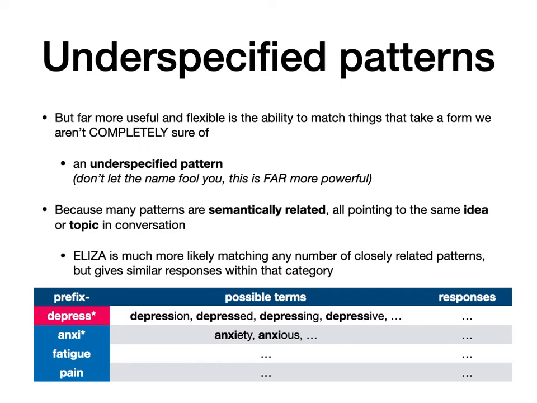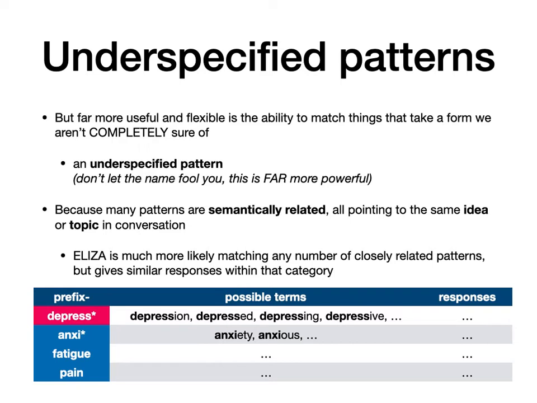And also the word underspecified, don't take that to be like, oh, it's underperforming or something. No, these are actually far more powerful than a very rigid pattern. So the idea that a lot of things that have a similar shape often have a lot of things in common. Like, for example, all the different forms that the concept of depression can take, right? Someone might say the word depression. They might say depressed, depressing, depressive, all of these things. Anxiety, they might say anxiety or anxious, right?